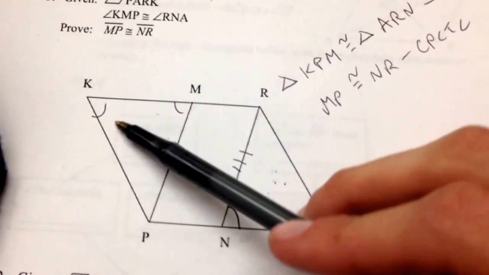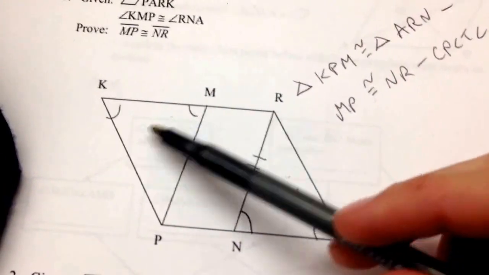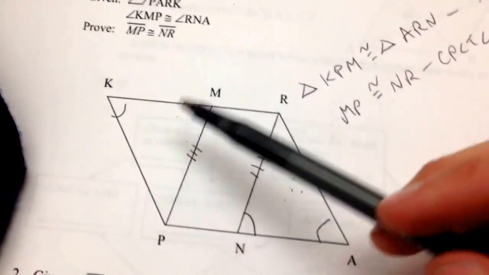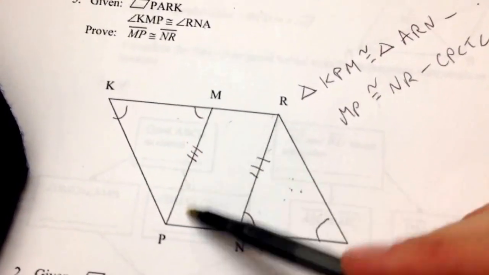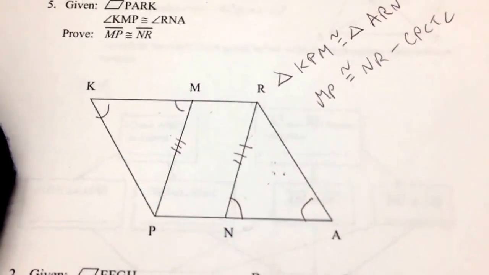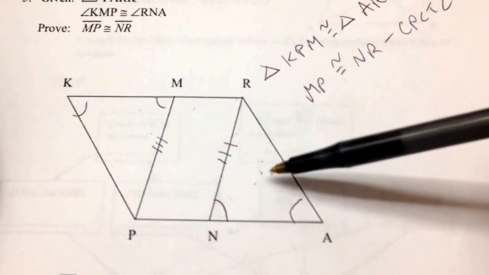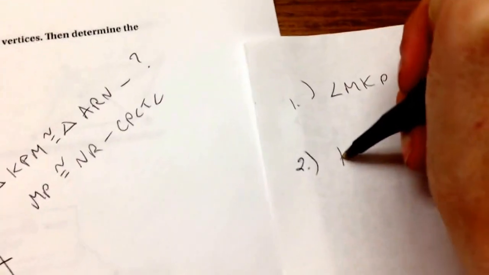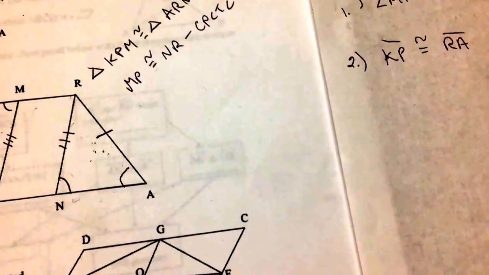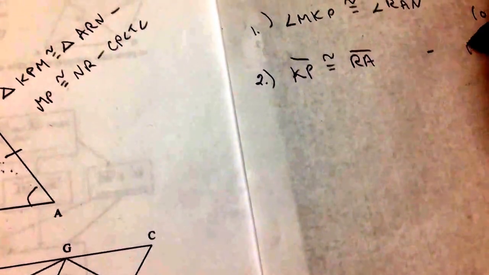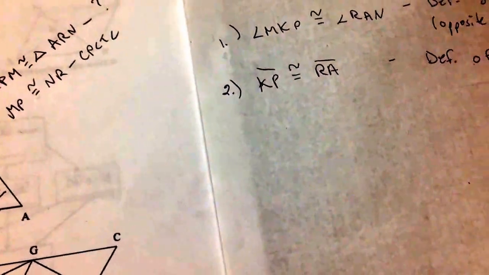So then, remember, we have two angles that are congruent, and we need a third part, either an angle or a side, to prove that MP and RN are congruent. Remember, we haven't proved that these are congruent yet. So another part of a parallelogram is that the opposite sides are going to be congruent. So we can say KP is congruent to RA. So over here, KP is congruent to RA. And we know that would be definition of parallelogram once again.